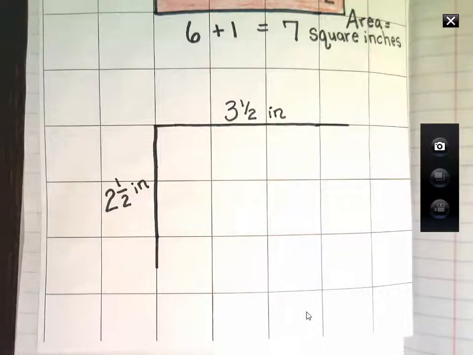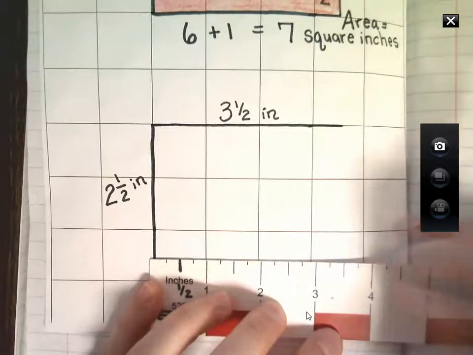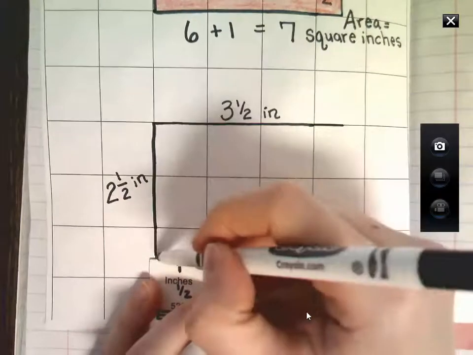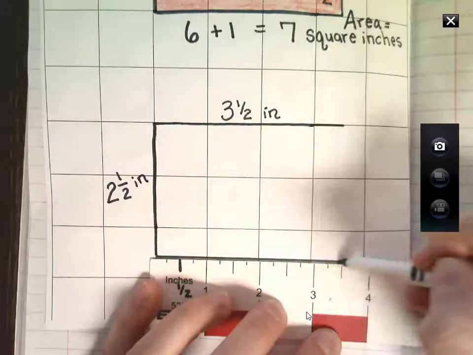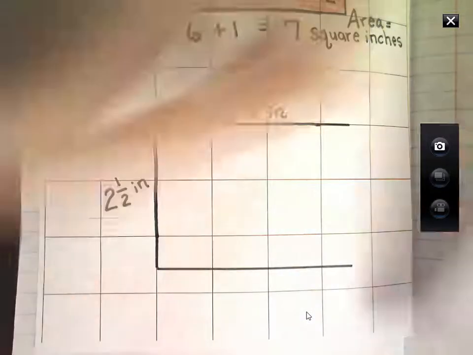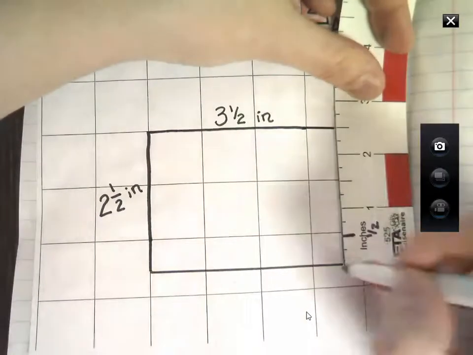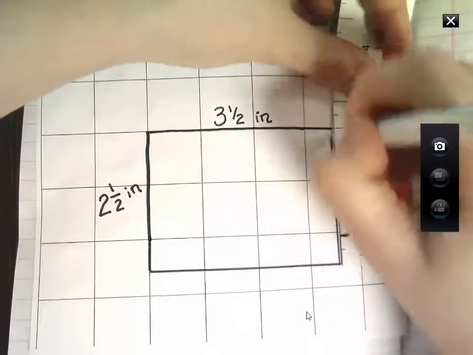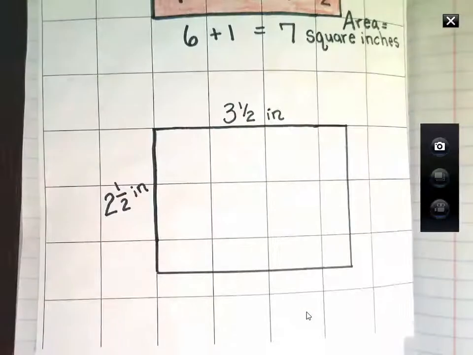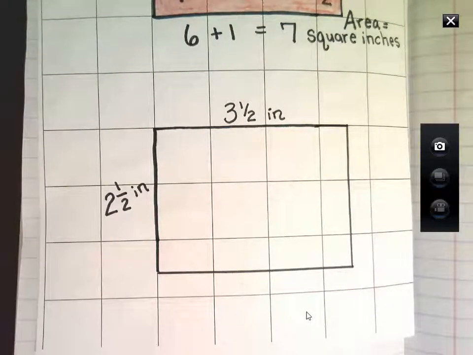I'm going to use my ruler to connect the other sides. Remember, the bottom is also 3.5 inches. And then the other side is also 2.5 inches wide. You can shade this any color you wish.